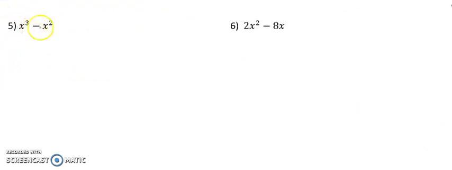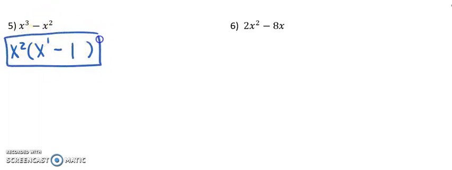This has 3 of the x's and this has 2 of the x's, so they've got 2 of them in common. X cubed divided by x squared, you would subtract exponents, you'd have x to the first. Do you need to write that 1? No. Bring down my minus. X squared divided by x squared is just 1. There you go. Don't forget about that 1. Big mistakes happen there. Here, the biggest number that goes into 2 and 8 is 2.